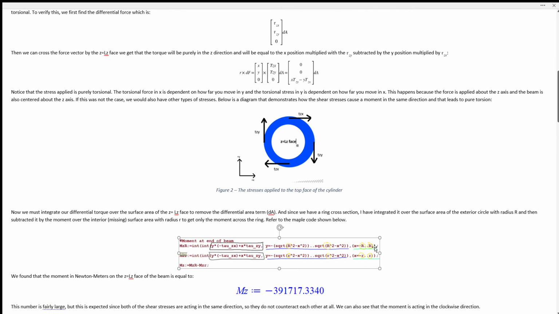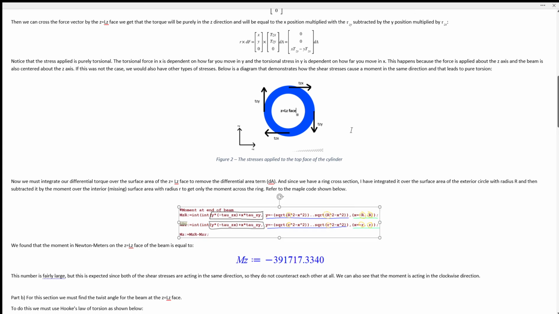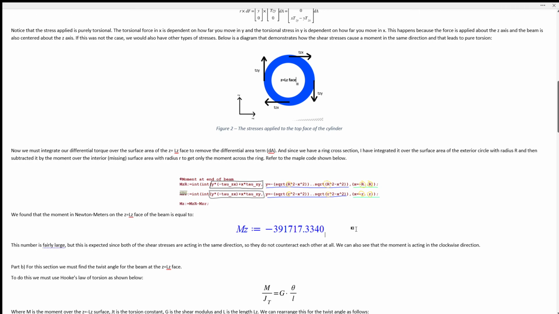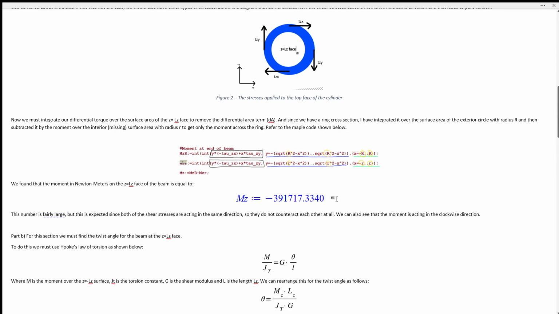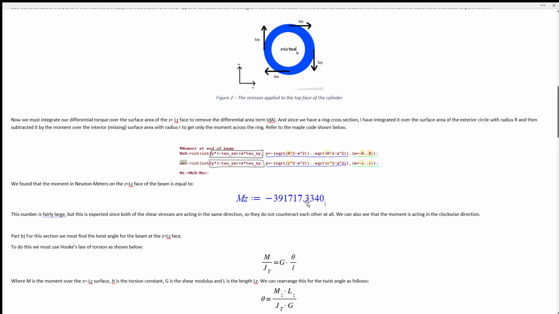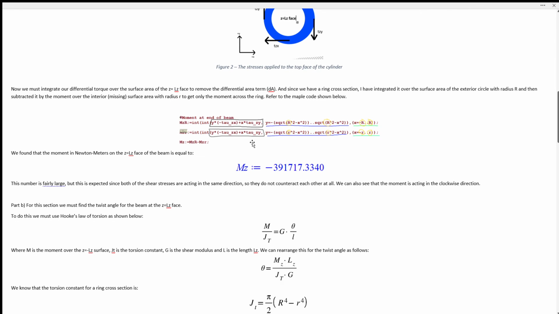And so to find the moment, we need to integrate the differential torque over the top face here, over this area. So what we did is we integrated it using the large radius, treating it as a full circle, and then subtracting the moment of the inner radius, and that's what we did here. And so the total moment we got was minus 391,000 Newton meters. It's fairly large, which is expected because they're acting in the same direction, and it's negative because the forces are applied in the clockwise direction.